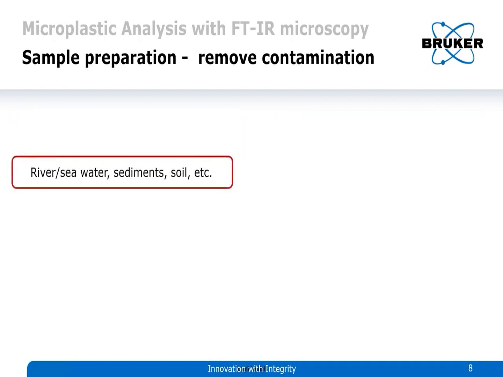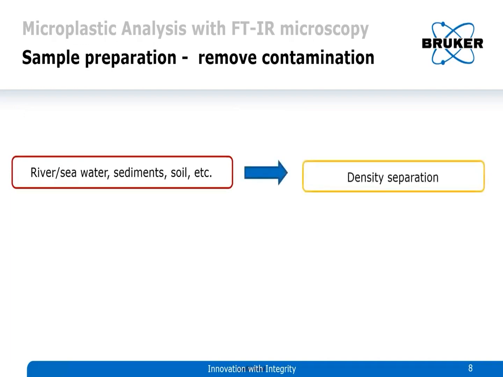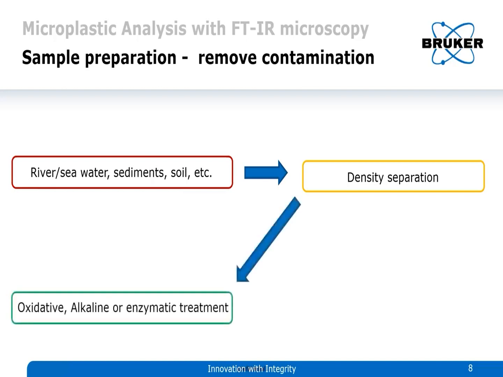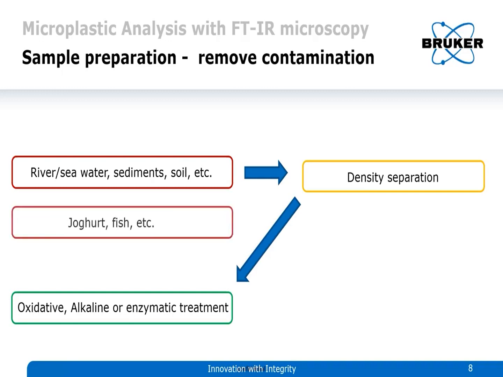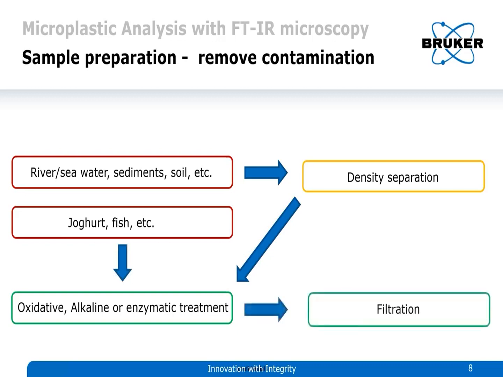If you have something like river or seawater sediments, something that is more complex and has a lot of soil in it or sand, you will need to do a density separation to remove all of this and just get the plastic particles. A bit more on this on the next slides. And these may also have a biofilm or other biological contaminants on it, and then you need to do oxidative, alkaline or enzymatic treatment to remove this. If you have food like yogurt, fish, mussels, anything like that, you will also need to do a treatment to remove all the organic parts that contaminate your sample, and then you can do the filtration.